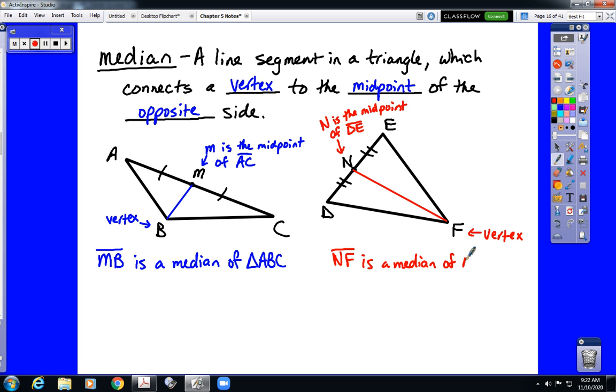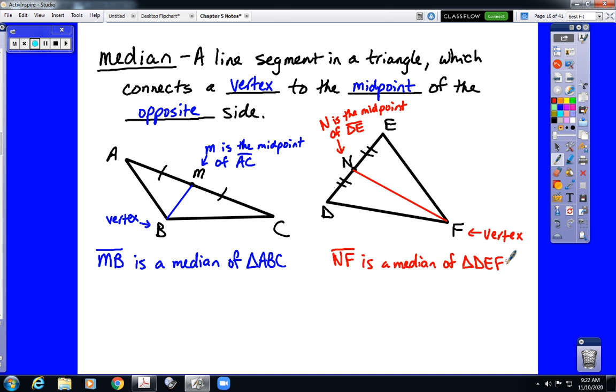Now, there are three vertices, there are three midpoints, so there are three line segments connecting a vertex to a midpoint, which means there are three medians in a triangle, just like there were three altitudes, just like there were three perpendicular bisectors, just like there were three angle bisectors. Okay, they come in threes. That's what triangles are. They have three of everything, pretty much.